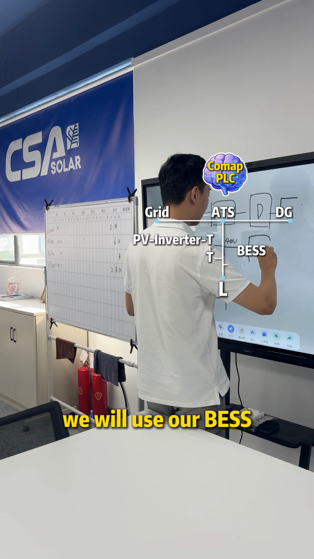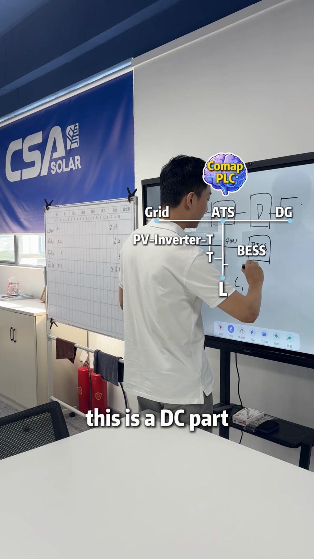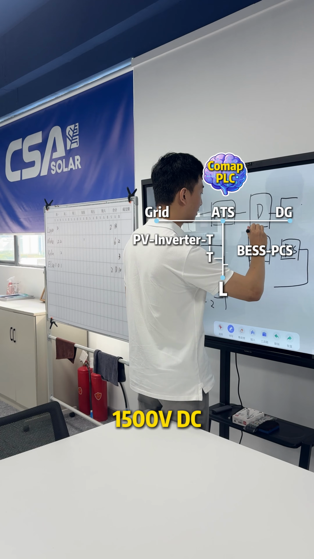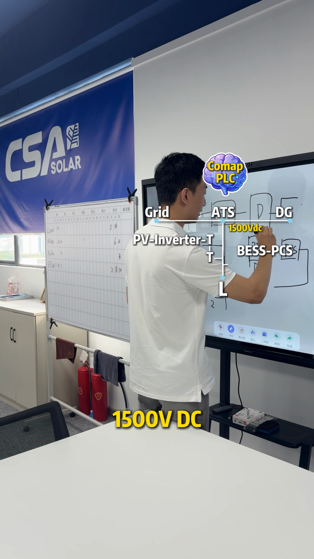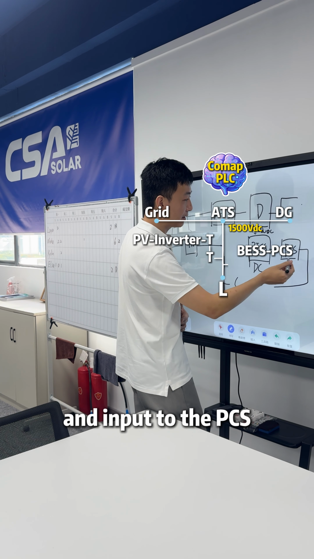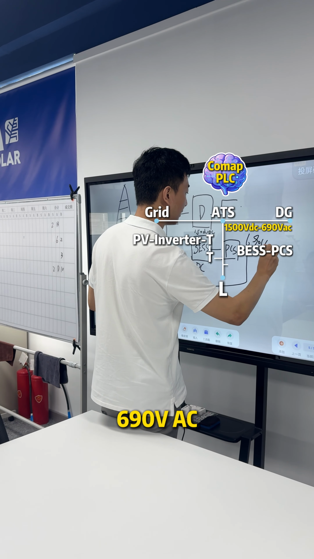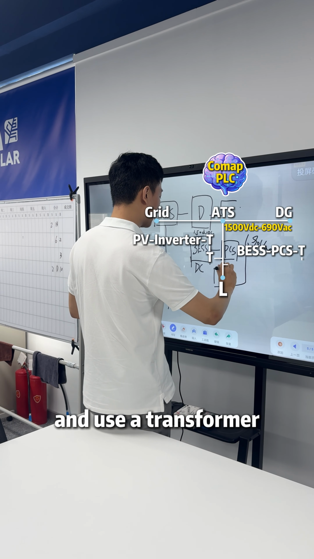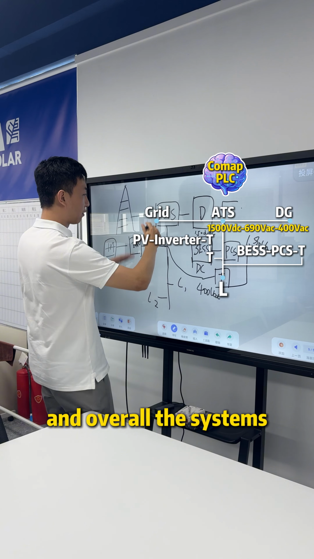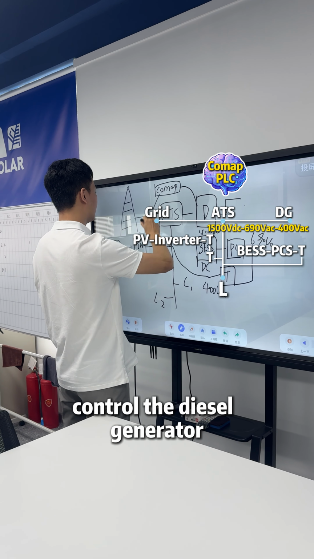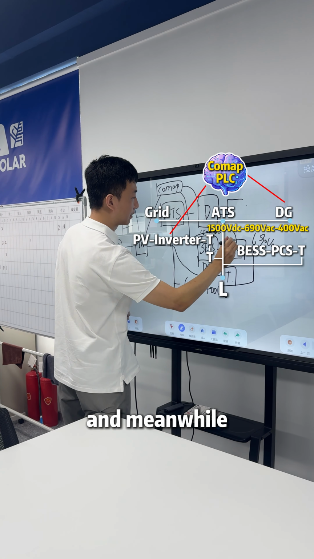So we will use our BESS. This is the DC part. Together with the PCS, BESS will have 1500 VDC. And the input to the PCS will generate 690 VAC, and use a transformer to transform to 400 VAC joint point. And overall the system, we will use a COMAP. Control the diesel generator, control the inverter, and meanwhile control the PCS.